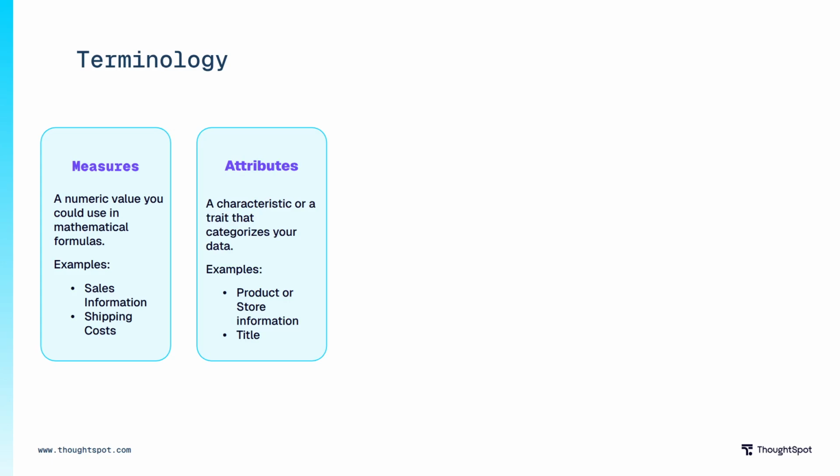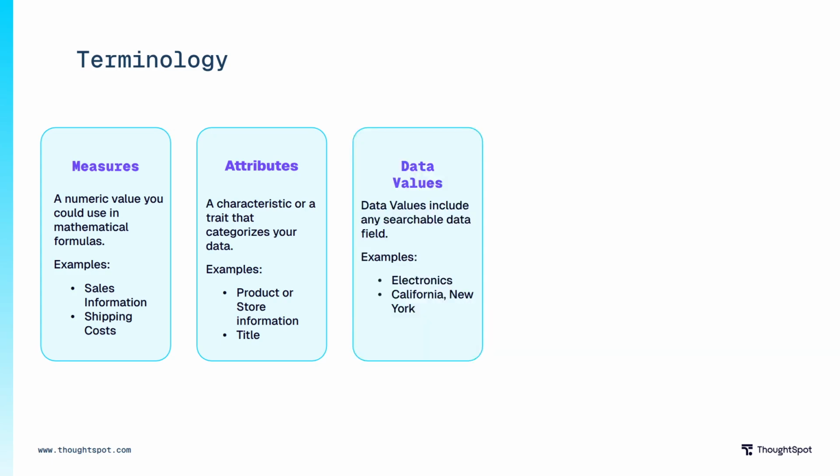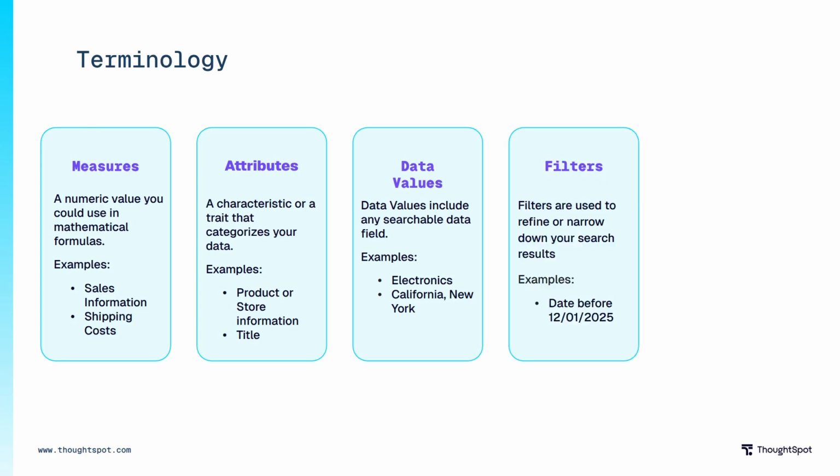Attributes are primarily text or date values. Attributes make up the x-axis of your chart most of the time. Some examples of attributes are product or store information, title, or region. Other common search terms you will encounter are data values. Data values include any searchable data field. Think of the specific data in each cell of a row. For example, electronics, California, New York, etc.